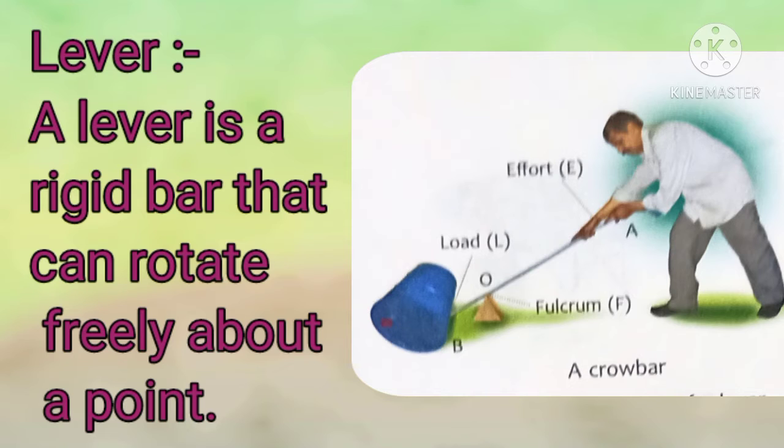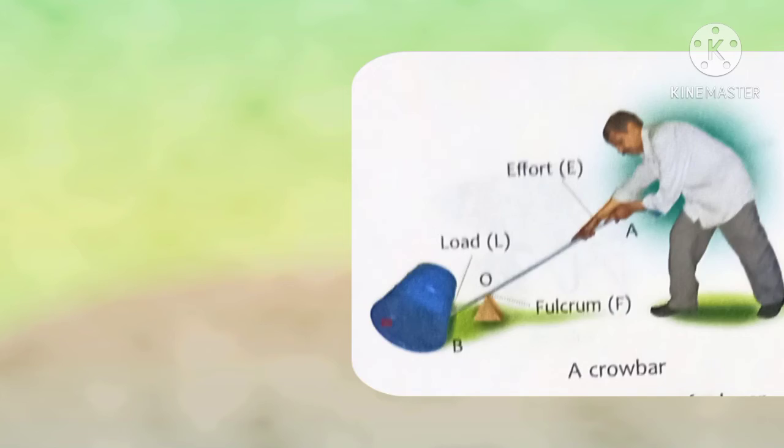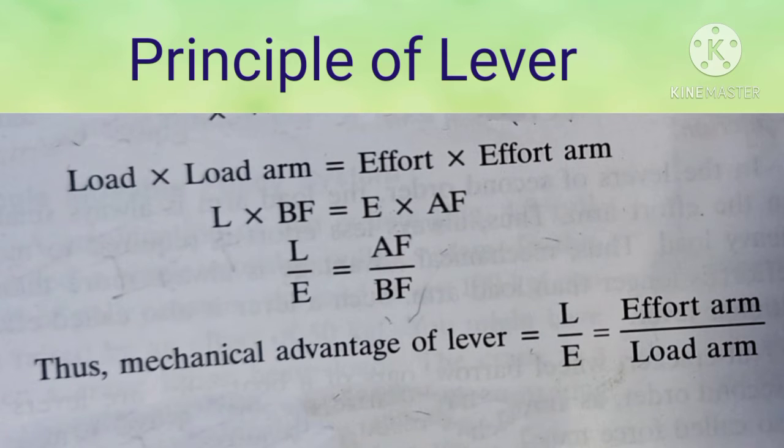Now we discuss the principle of lever. What do you understand by the principle of lever? It states that the product of the effort with the effort arm is equal to the product of the load with the load arm. Load into load arm is equal to effort into effort arm.